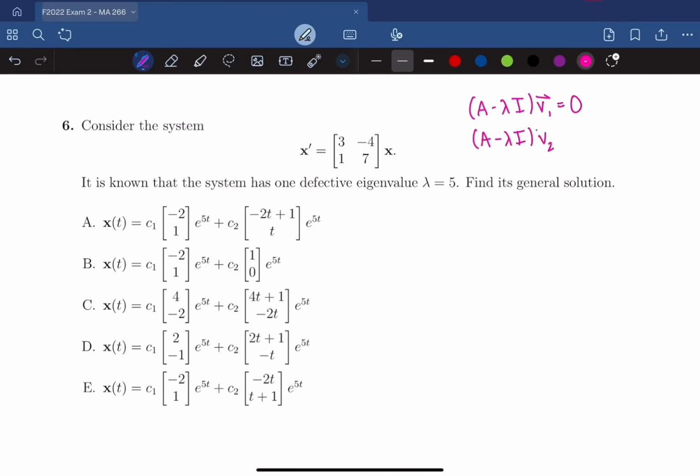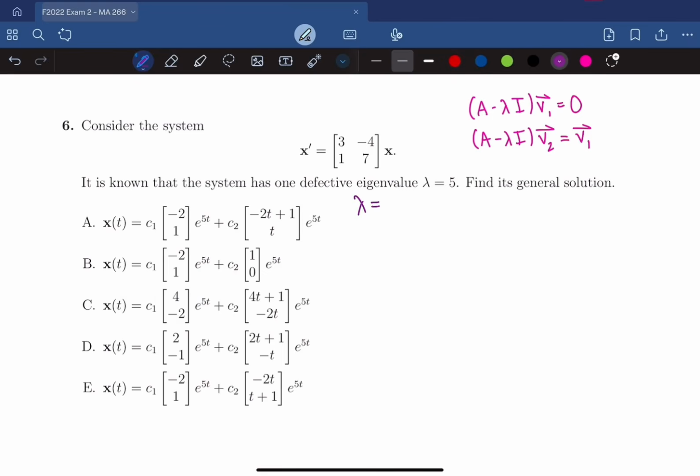So what this is, when you're solving for the second eigenvector, the generalized eigenvector for the defective eigenvalue, instead of setting it equal to 0, you're going to set it equal to v1, the first eigenvector. If that doesn't make sense, it'll make sense in a second.